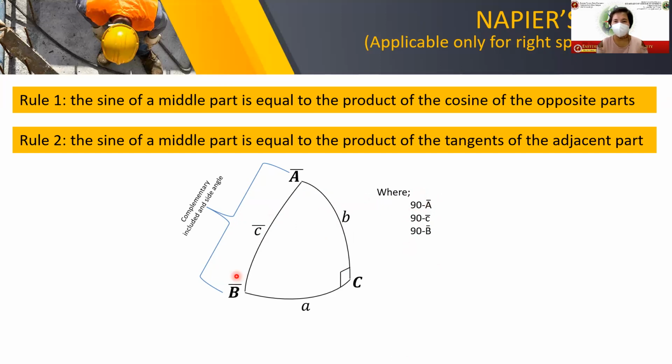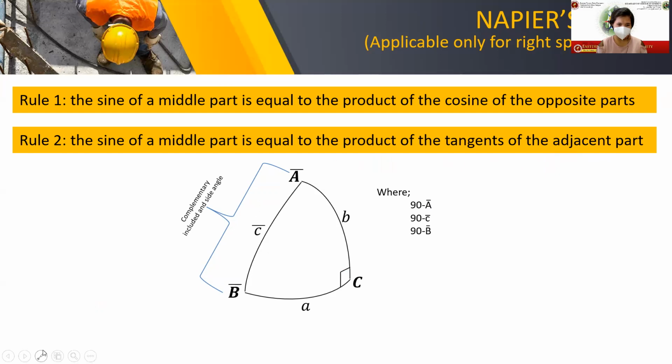So the first rule of Napier's rule is that the sine of the middle part is equal to the product of the cosines of the opposite parts. For rule number 2, the sine of the middle part is equal to the product of the tangents of the adjacent parts.